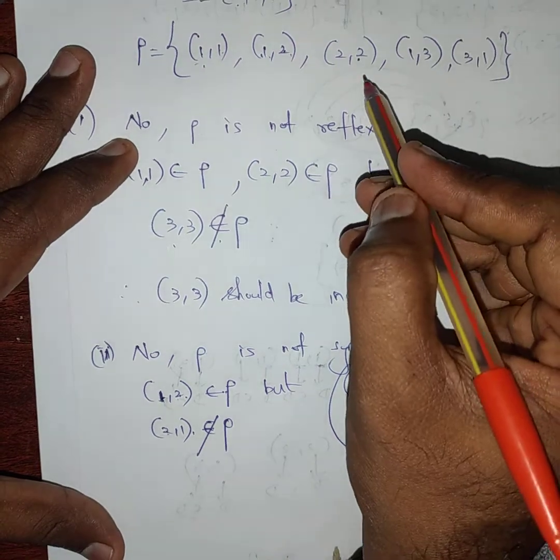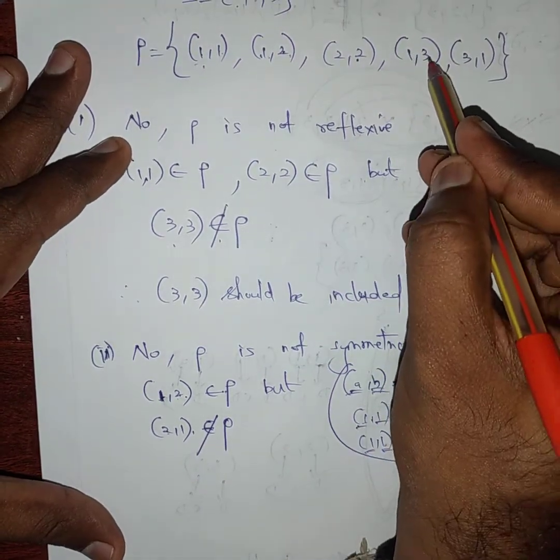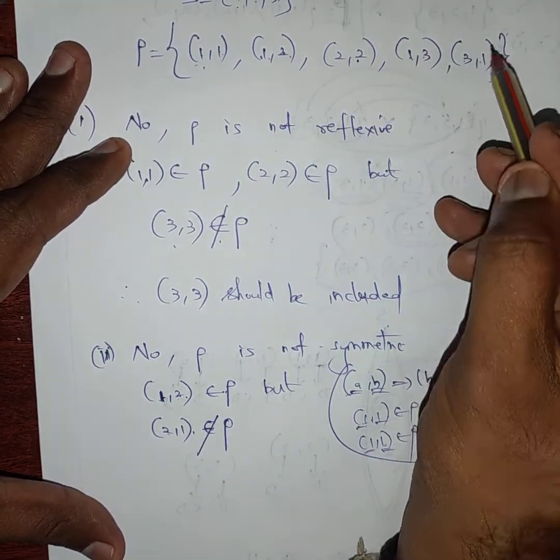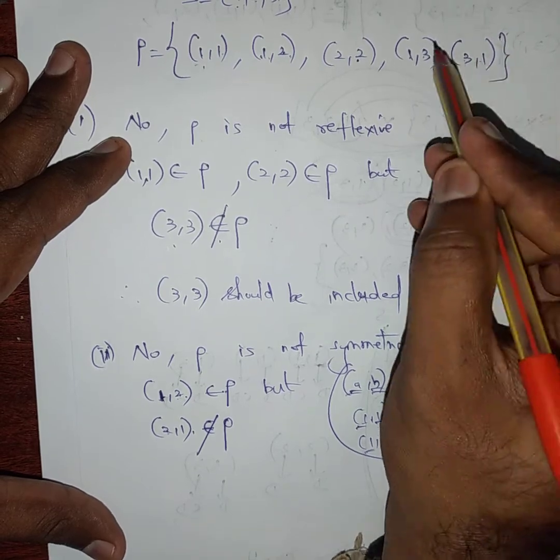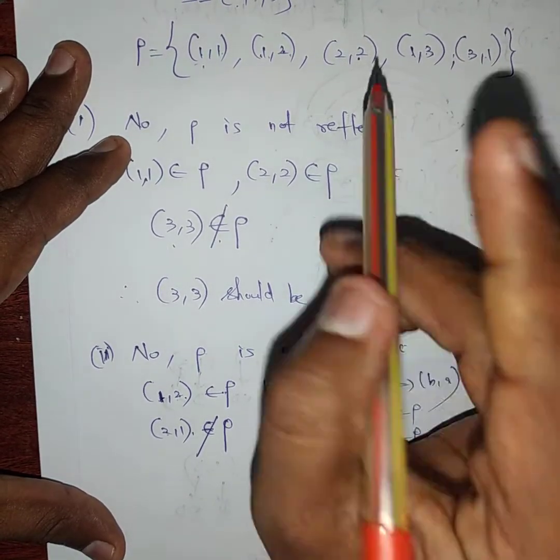Next, there is another possibility. 2 comma 2, no problem. 1 comma 3: for 1 comma 3, there is 3 comma 1. For 3 comma 1, there is 1 comma 3. So both are possible. I will tell once again.